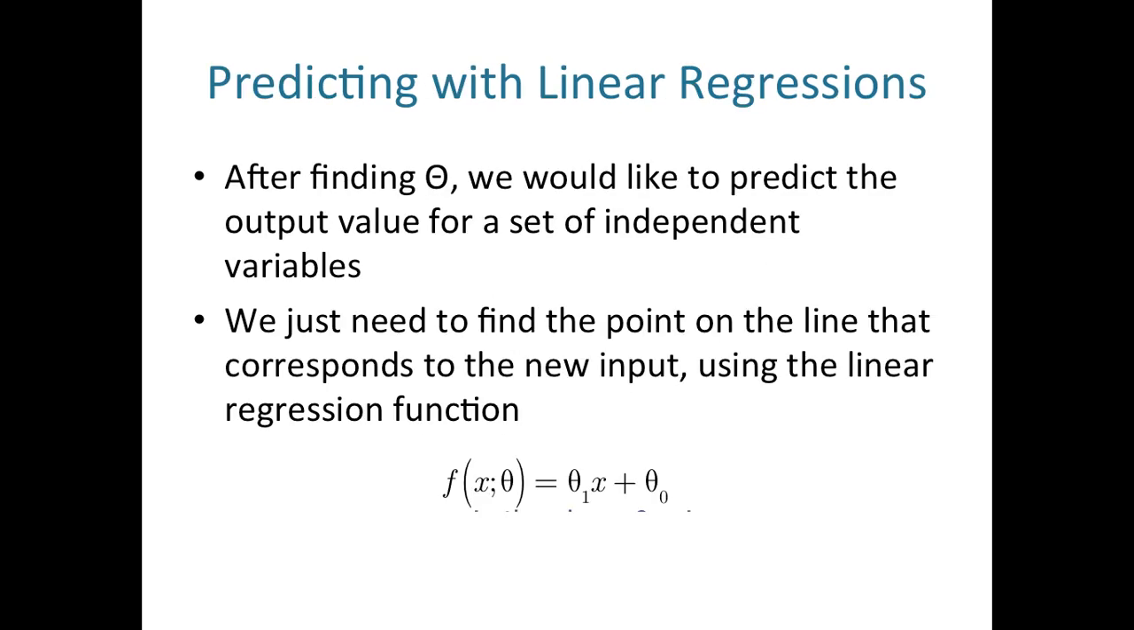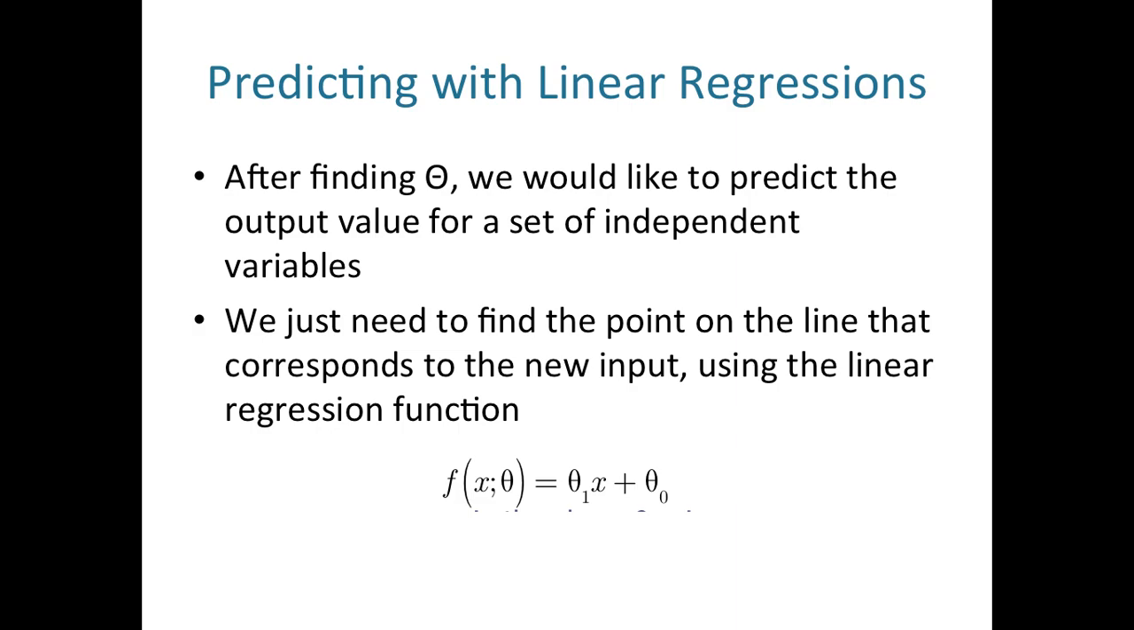Once we have found the values for the intercept and the slope, that's going to be our predictive function. We've computed it with the training data. What we need to do is, with the testing data, try to understand how well we can predict the testing data using that function. So we just need to find the point on the line that corresponds to the new input.